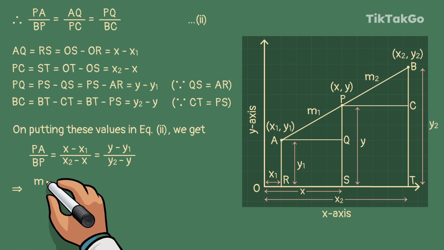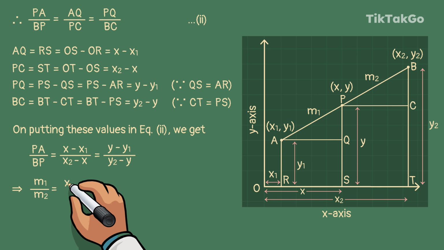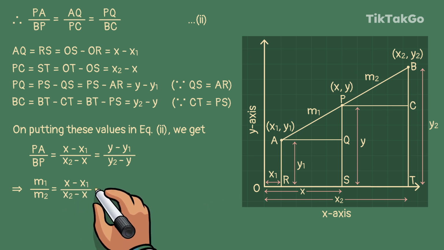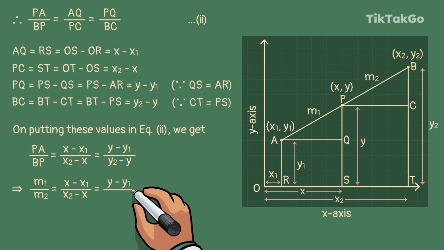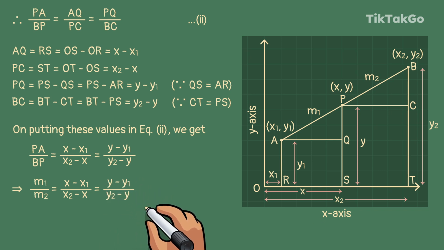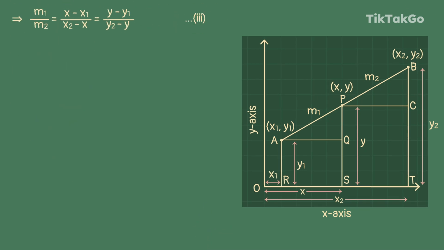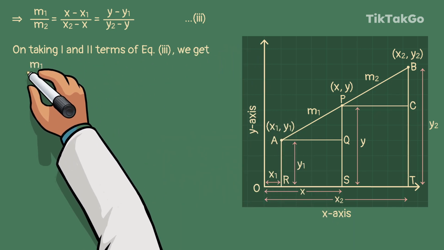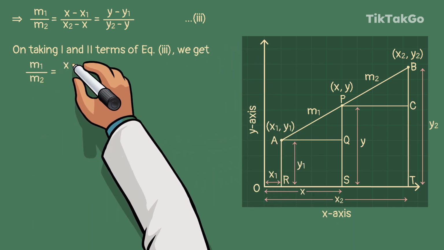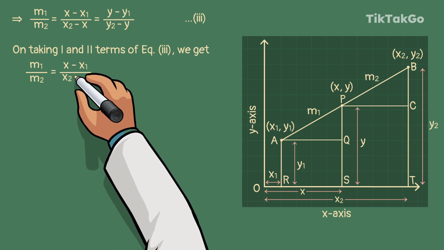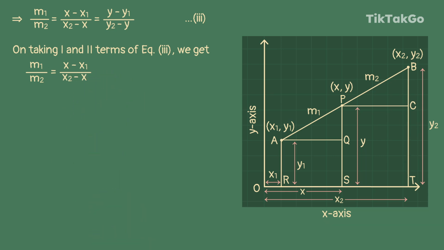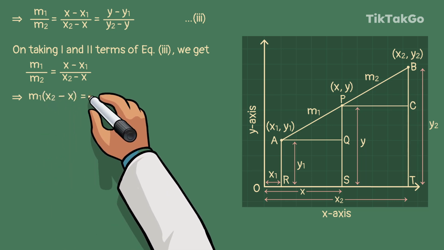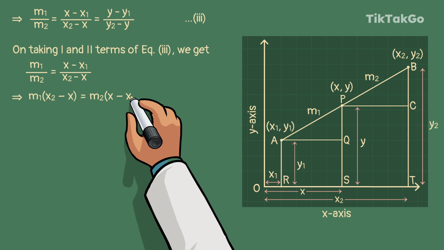इसका मतलब m1 by m2 is equal to (x minus x1) by (x2 minus x), that is equal to (y minus y1) by (y2 minus y). This is equation 3. Equation 3 के फर्स्ट और सेकेंड टर्म्स लेने पर हमें मिलेगा m1 by m2 is equal to (x minus x1) upon (x2 minus x). क्रॉस मल्टीप्लाई करने पर आएगा m1 into (x2 minus x) is equal to m2 into (x minus x1).